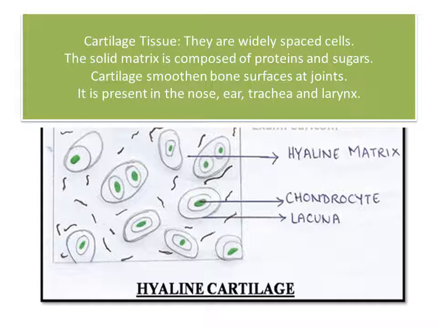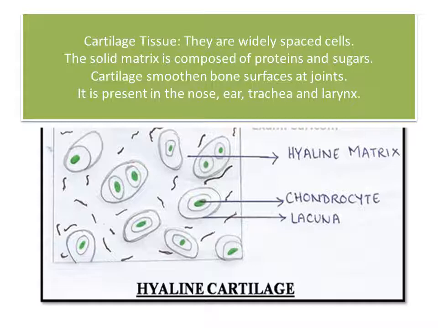Cartilage. Bone and cartilage, these two are the skeletal connective tissue. Cartilage cells, as you can see over here, are widely spaced. The cells are called chondrocytes.